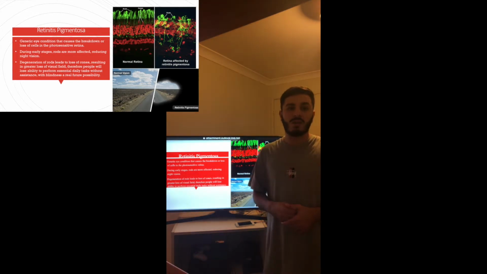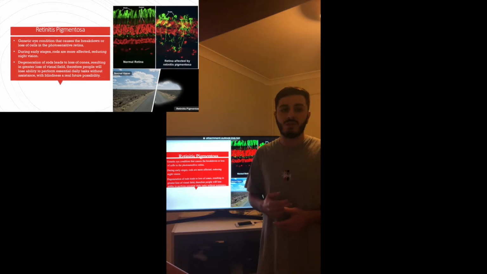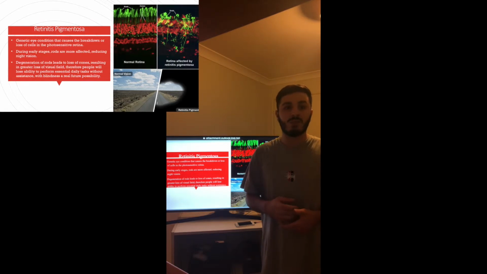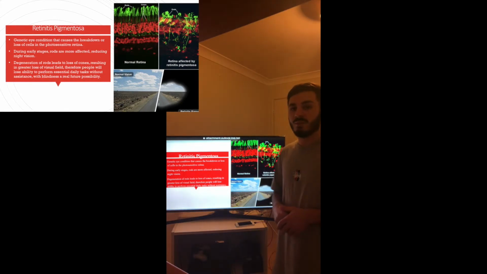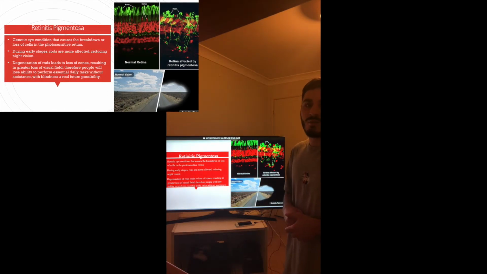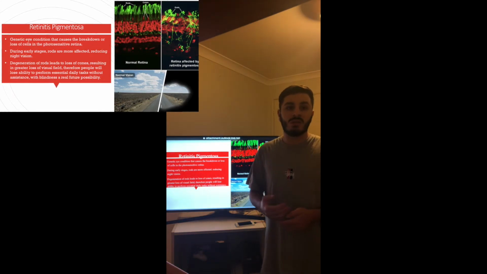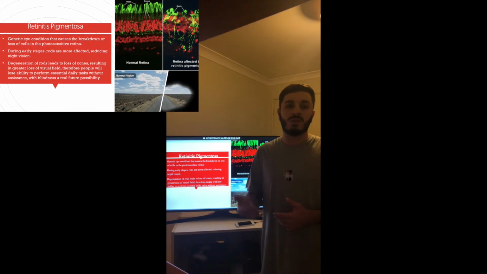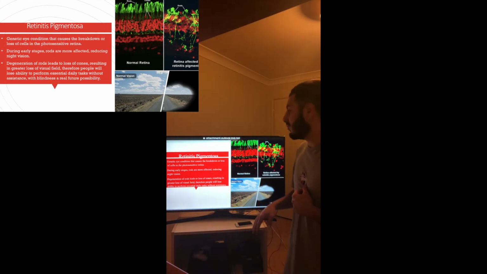This is a genetic eye condition that causes the breakdown or loss of cells in the photosensitive retina. This can be greatly disadvantageous as a complete loss of sight is a possible outcome. During the early stages, rods are more severely affected than cones, and this results in reduced night vision and loss of peripheral vision. An example of this is this image here, where the driver has lost their complete peripheral vision. This degeneration of rods also leads to the loss of cones, resulting in greater loss of visual field. Therefore, people will lose their ability to perform essential daily tasks without assistance, with blindness a real future possibility. This image also shows the degeneration of rods and cones.